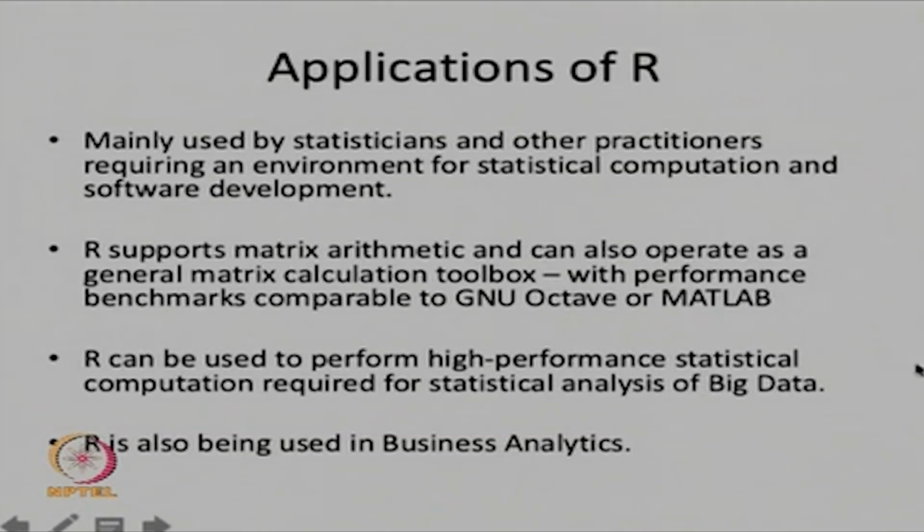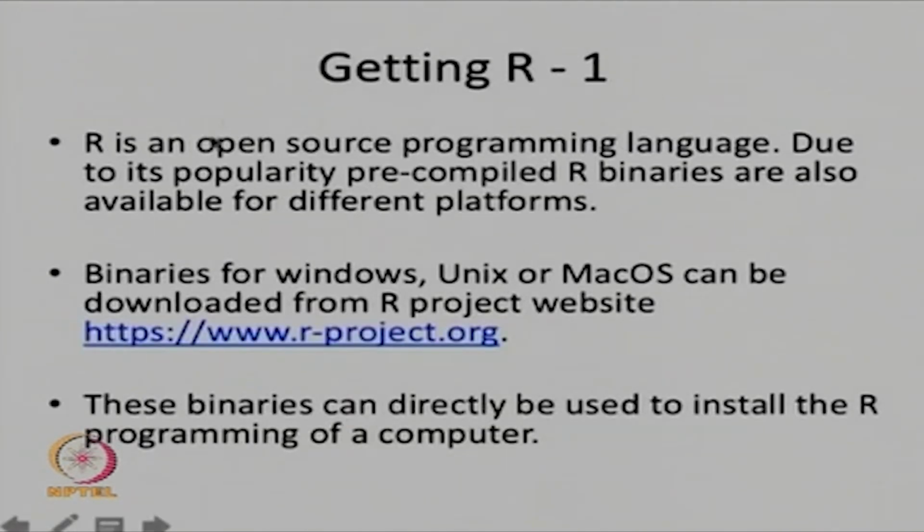And R can be used to perform high performance statistical computation, and to the extent that it is also used by the business fraternity. So, it brings us to the first question: how do you get R? R is an open source programming language. You can download it from a website called rproject.org, and the best part is that it is available for all the different operating systems. You can download it for Windows, Linux, or Mac.